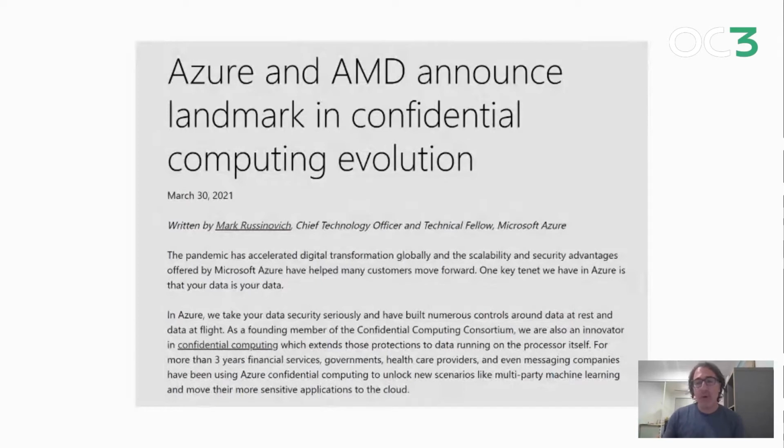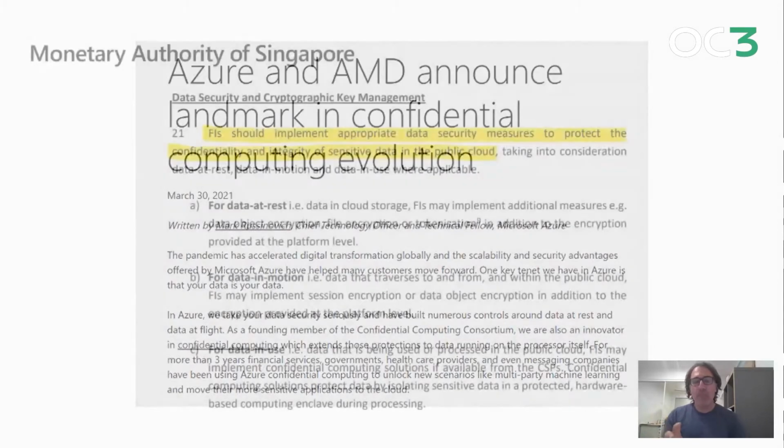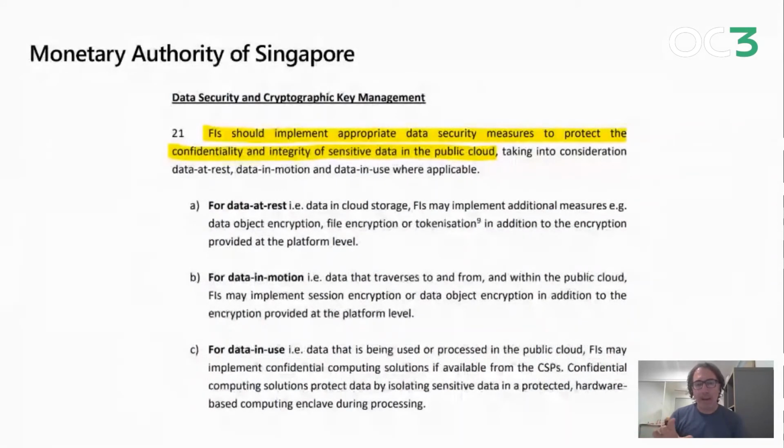Now, to make it even more specific to the use case, PCI compliance, I want to point you to a paper that was issued by the Monetary Authority of Singapore a few months ago. So this is very recent. What this authority in Singapore is demanding of all the FIs, the financial institutes, is to consider implementing solutions to protect the confidentiality and integrity of sensitive data in the public cloud. And they expressly ask to introduce protection of data at rest.